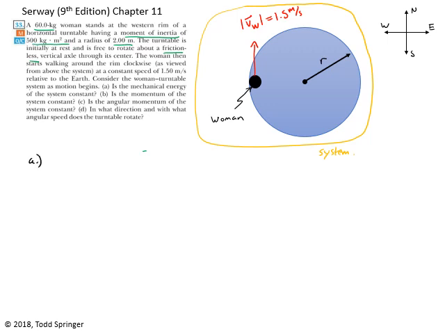So part A: is the mechanical energy of the system constant? The answer is clearly no, because initially the kinetic energy is 0, but finally the kinetic energy is not 0 because the woman is moving.